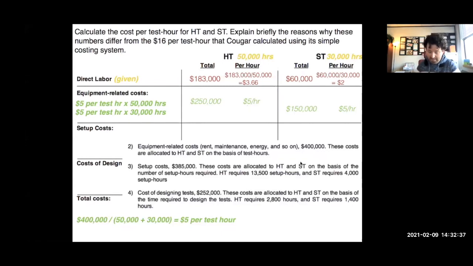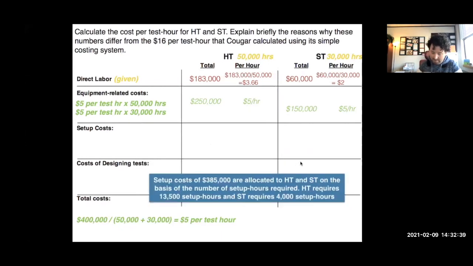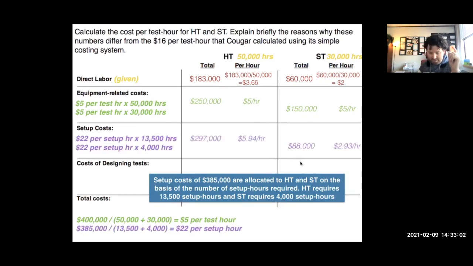Okay, so let's go ahead and look at setup cost. So setup cost, the total was $385,000. This is the amount of cost that we're trying to allocate. And they're allocated based on setup hours. And heat tests require 13,500 setup hours. Stress tests require 4,000 setup hours. Step one is to calculate the rate. So you take your total overhead cost, in this case indirect cost, divided by total allocation base. So 17,500 hours gives us $22 per setup hour.